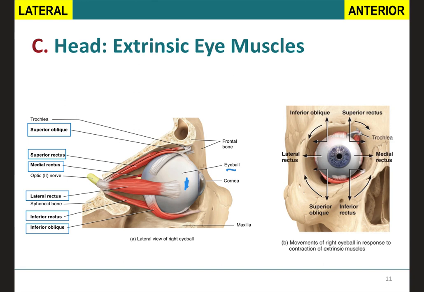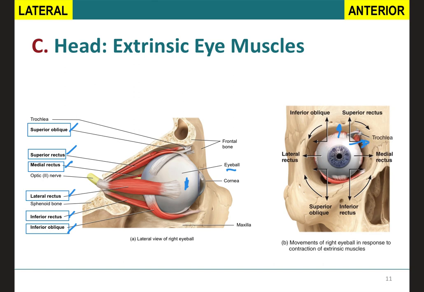We have the four recti muscles, which are the superior, the inferior, the lateral, and the medial rectus. And then we have two that are oblique muscles, which are the superior and inferior obliques. With regards to function, since they insert on the sclera, which is part of the eye, the superior rectus, when it contracts, will cause elevation of the eye. So it will bring your eye up.